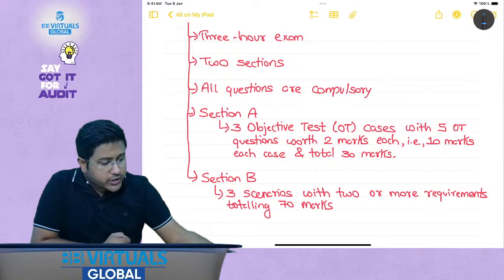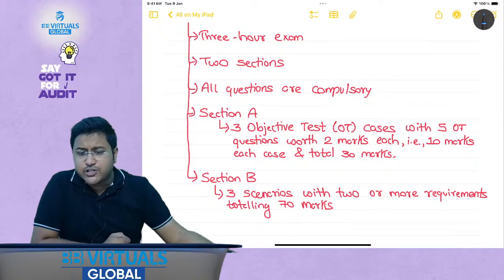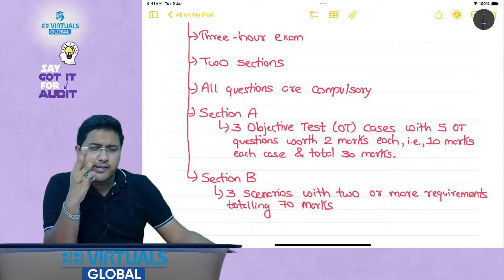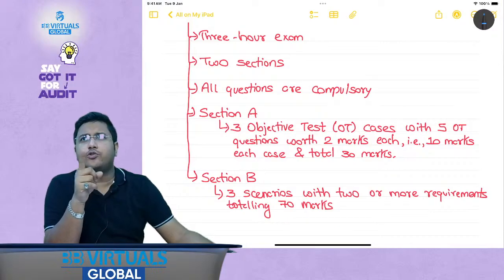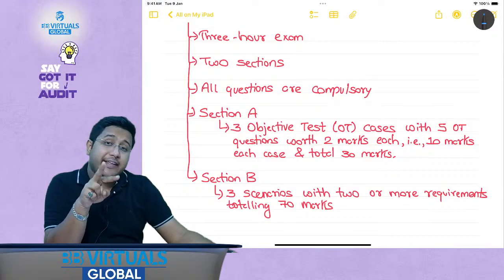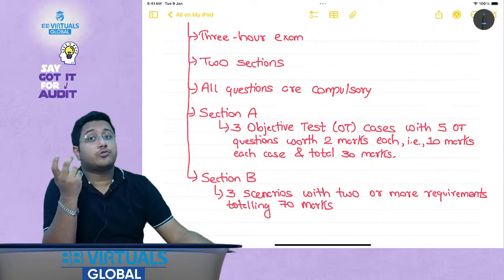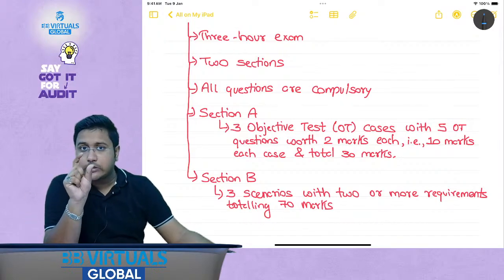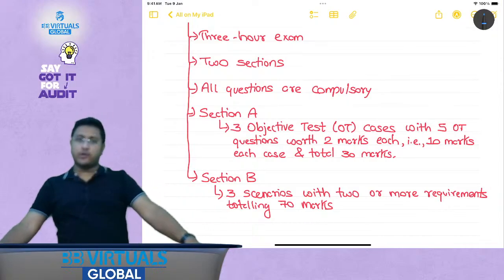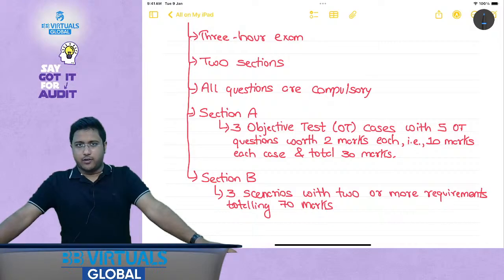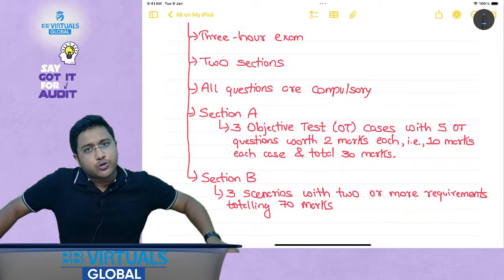Okay. Then section A. Section A is 3 objective test cases with 5 objective type questions worth 2 marks each. That is, there would be 3 case studies. Every case study would include what? 5 objective type questions. So 3 into 5, that is 15. And each objective type question would be of 2 marks. So total 15 into 2, 30 marks. 30 marks of MCQ. So it does not have 20 marks of MCQs. No, it has 30 marks of MCQs, unlike other skill level papers. Okay, then total 30 marks would be there.